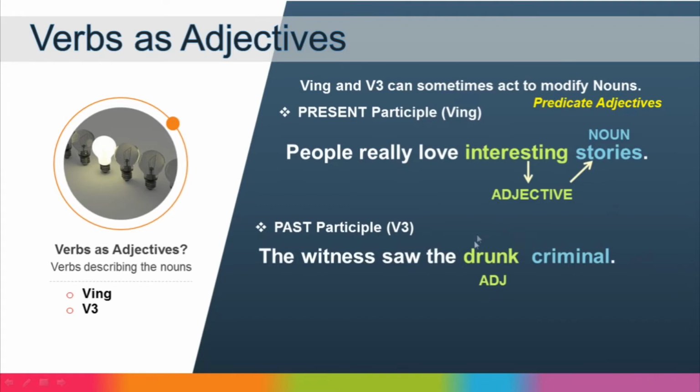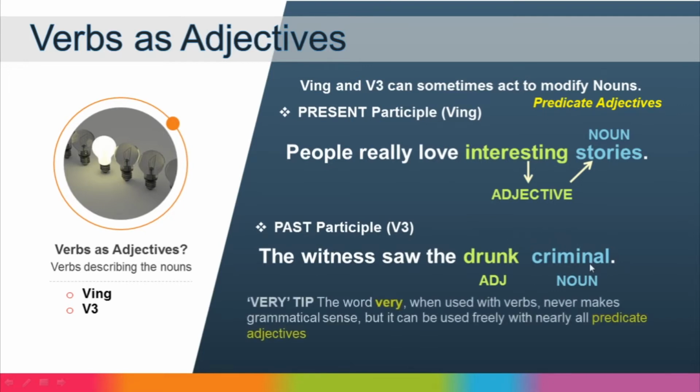Now, the word drunk here explains what kind of criminal that we're looking at. Drunk here explains the word criminal. Now, to actually identify these things can be quite tricky. However, one of the ways that you can do is to actually put the word very in front of this kind of words. Now, the word very, when used with verbs, never makes grammatical sense, but it can be used freely with nearly all predicate adjectives, such as the past participle or the present participle.